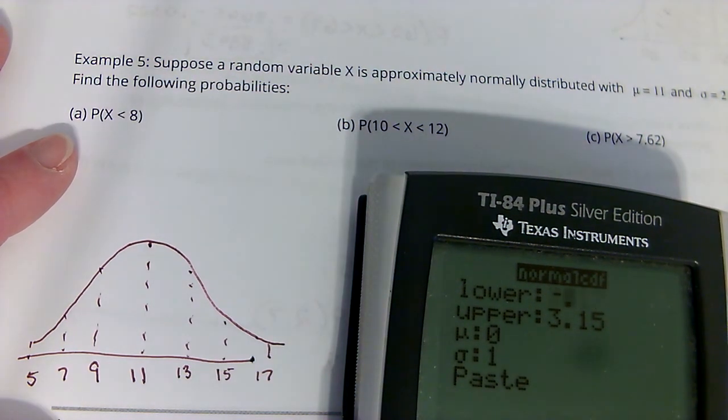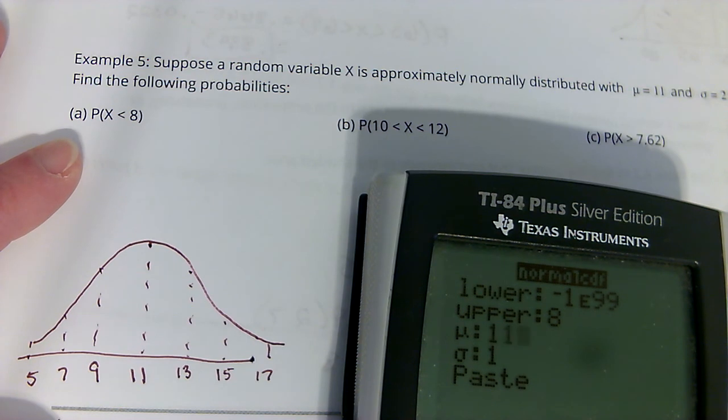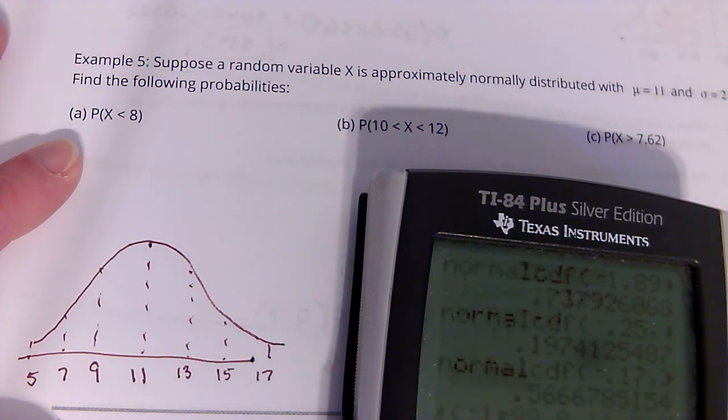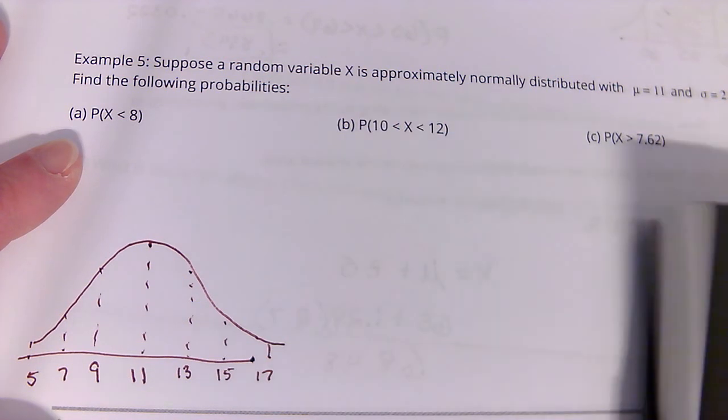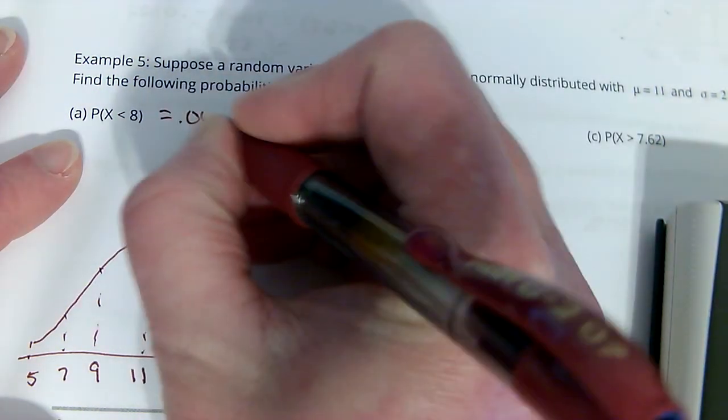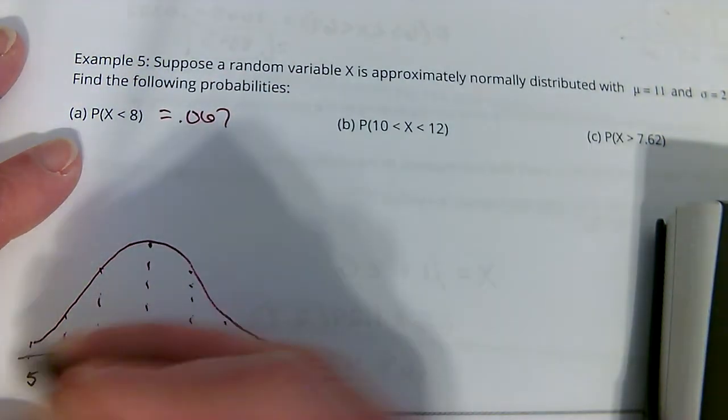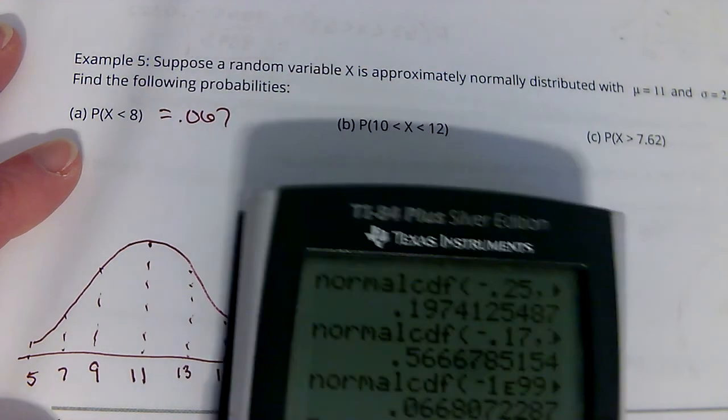If I'm less than 8, then I'm going to start with negative infinity, which is negative 1 e to the 99th power, and the upper boundary would be 8. I'm going to change the mean to be 11 and the standard deviation to be 2, and it's 0.067. Which makes sense because 8 would be here and it'd be really small.